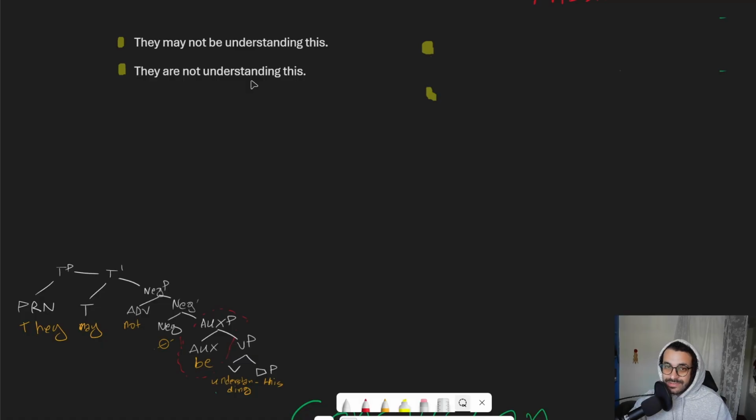How is this different? What is missing here? The modal may is missing, so the T is empty. What's going to happen when the T is empty? You guessed it. It's going to attract the closest possible head that can be attracted. What is it going to be in this case? Let's stop talking and show it.